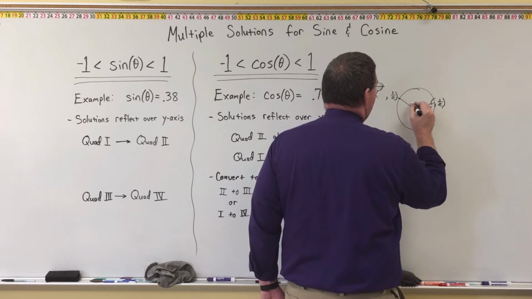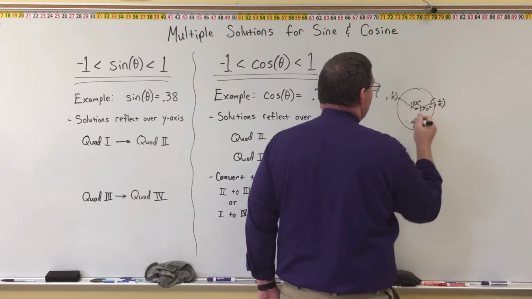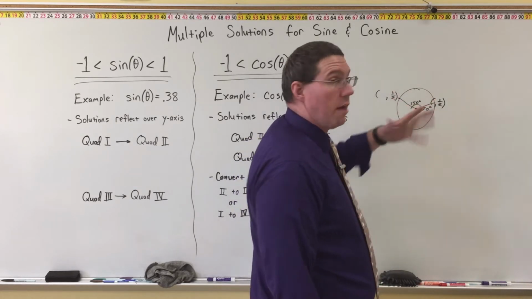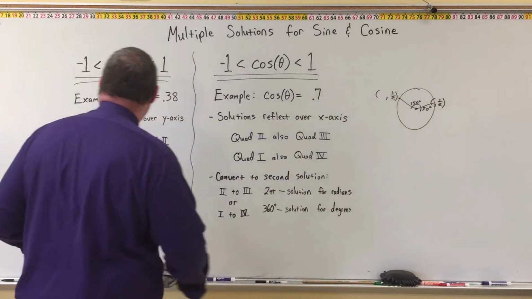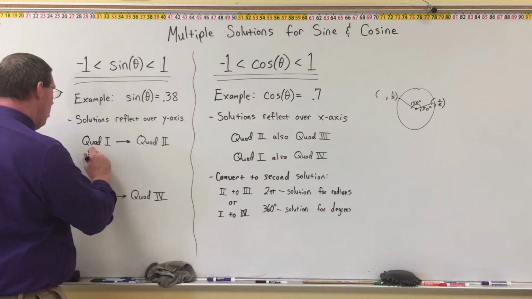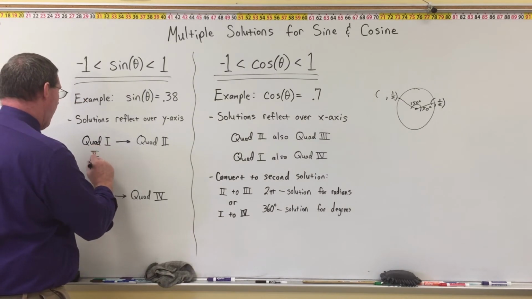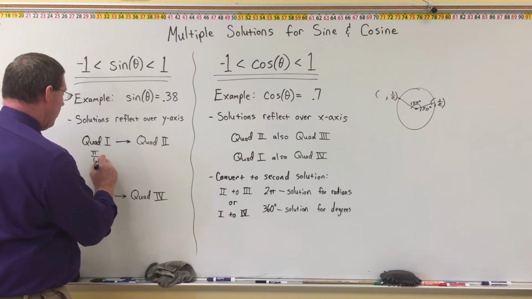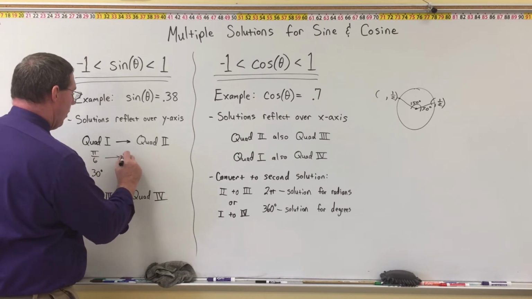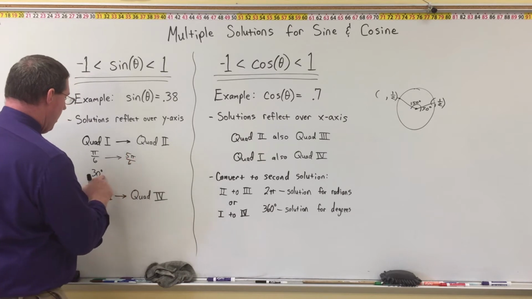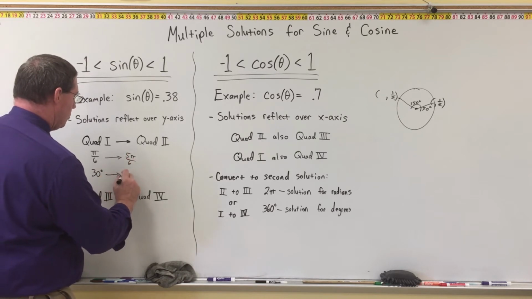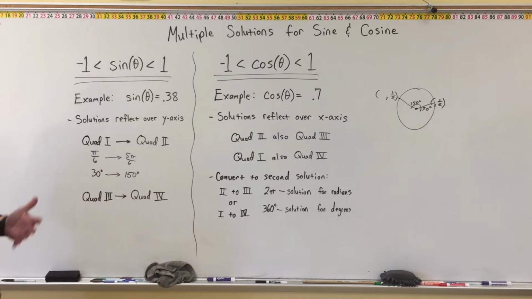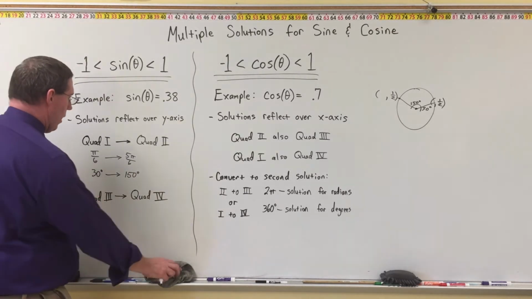That's at a 150 degree angle. So we know that a 30 degree angle and a 150 degree angle will both give you the same sine value, okay? So a 30 degree angle, or a pi over 6 angle, should turn into a 5 pi over 6 angle, and a 30 degree angle should turn into a 150 degree angle. So let's see what kind of a rule would give us this, okay?